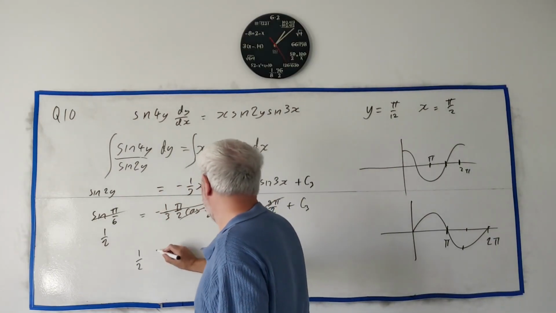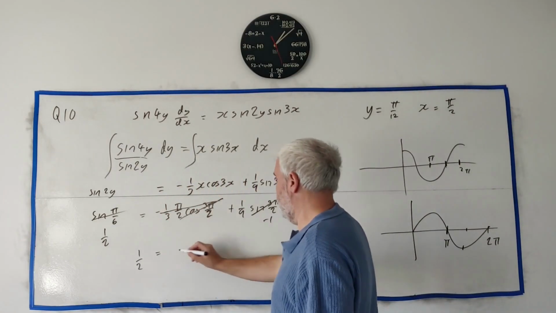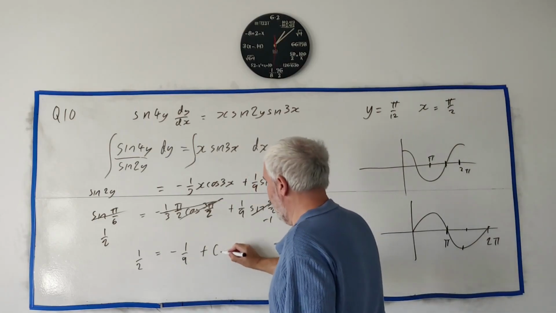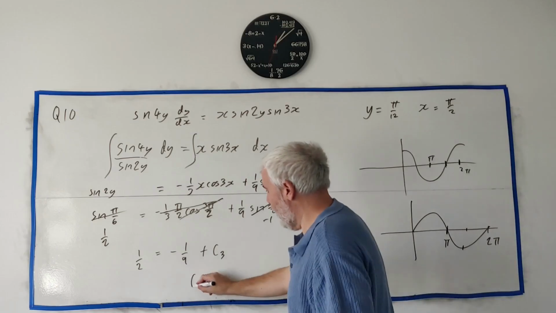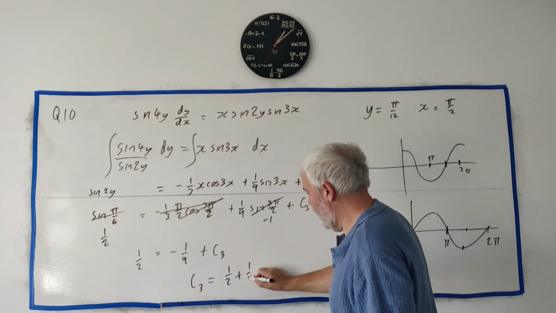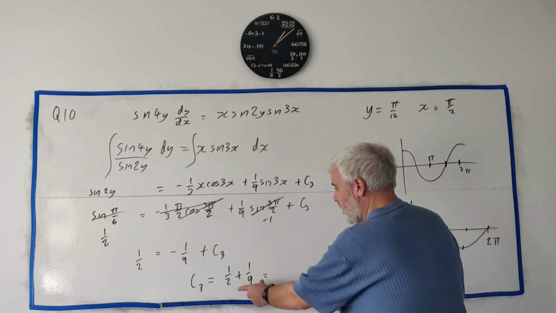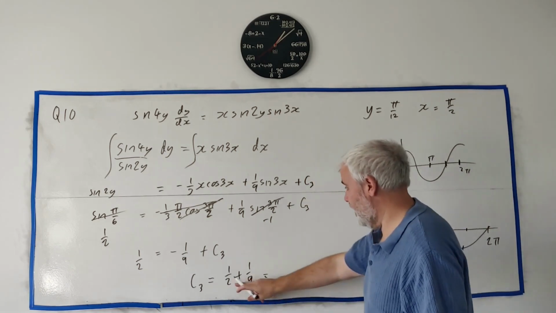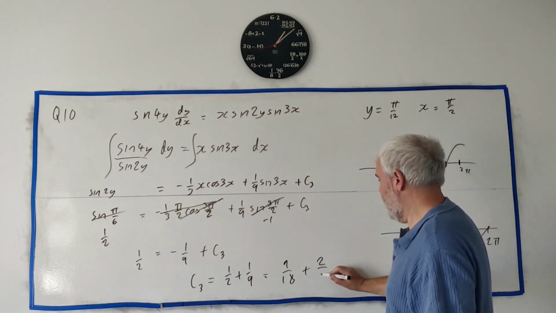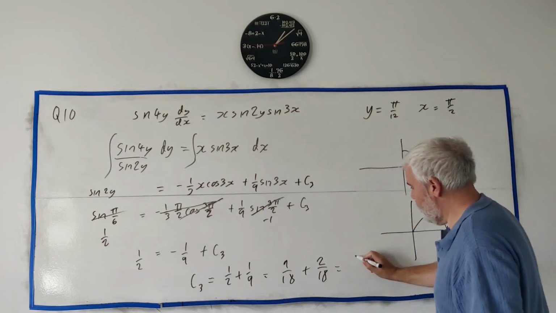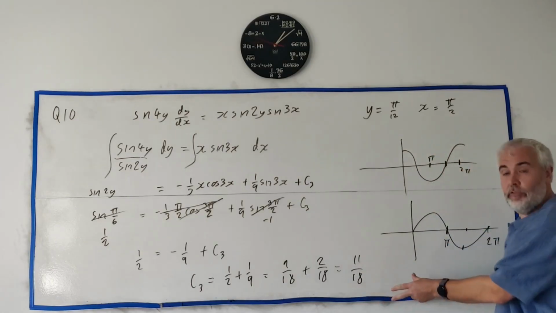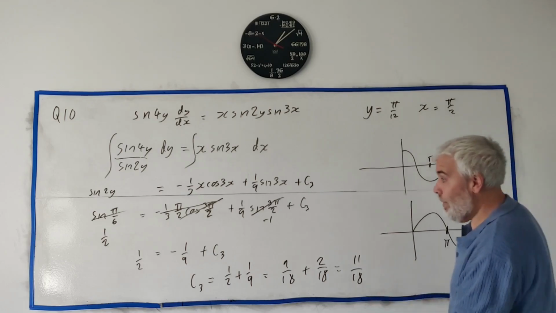We get a half is equal to minus 1 over 9 plus C3. Rearrange that, we get C3 is equal to a half plus 1 over 9. Let your calculator do it, or put it together yourself. This would be 9 over 18 plus 2 over 18, which is equal to 11 over 18. I think you would get full marks for this, but maybe not.